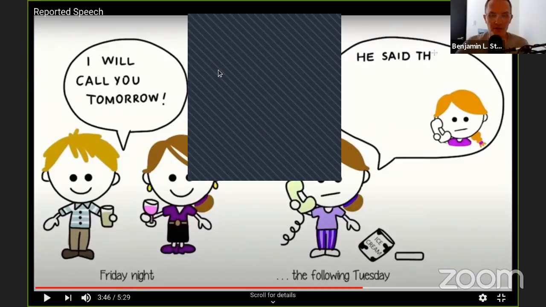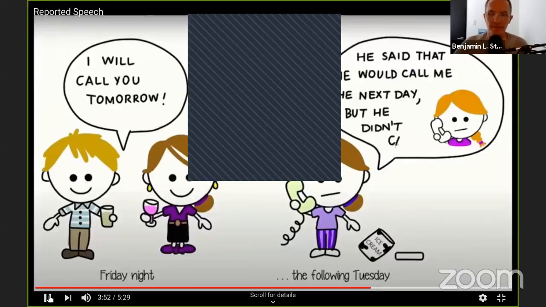Notice now the verbs. Here we want to look at this example. This is a different example because now we have a different verb tense that we're considering. Tomorrow. The girl tells her friend, he said that he would call me the next day, but he didn't call. Notice will changes to would, and tomorrow changes to the next day.